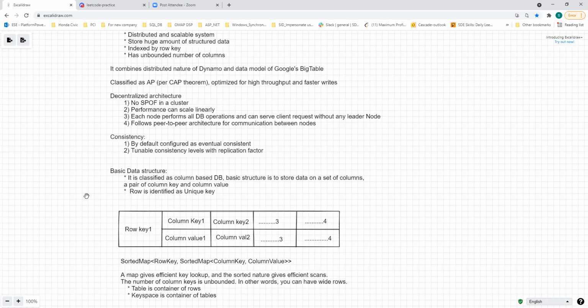Now, before going into that, what is the basic data structure they are discussing for Cassandra? It's slightly different.